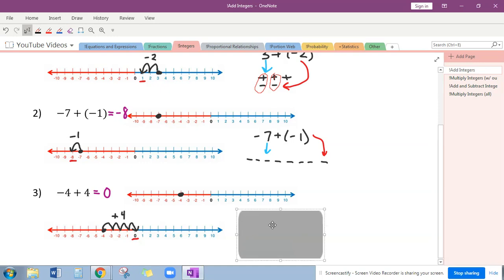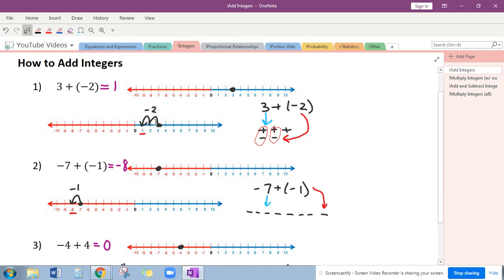So same idea with the positives and negatives. If I start with negative 4, I get out 4 negatives. And then because it's plus 4, I get out 4 positives. And then I'm going to circle my 0 pairs again. So 1 negative, 1 positive, another one, and another one. And so because there's nothing left, my answer would be 0, which is what I got before. So anytime you solve these, you can use the number line or you can use the positive negative tiles.